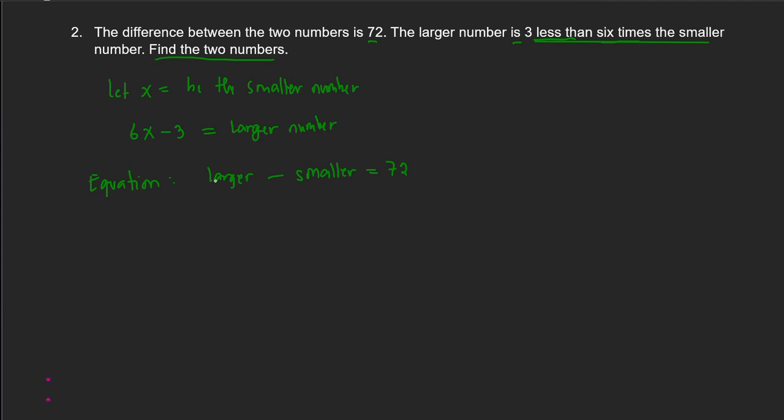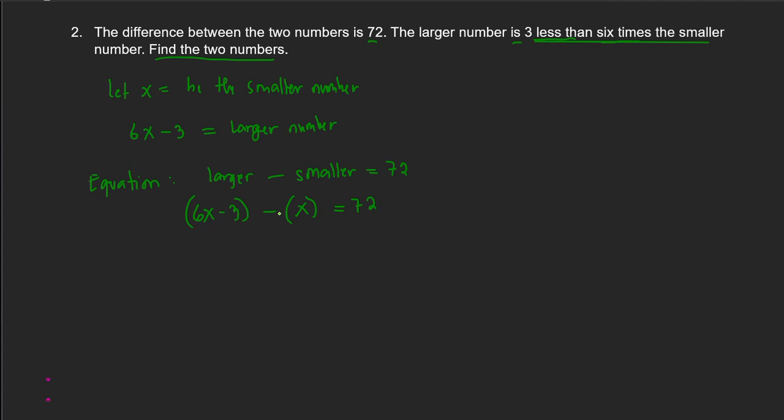Now, let's try to substitute ano yung mga value ng larger number natin at saka yung smaller number. So, yung larger number natin will be 6x minus 3 minus yung smaller number natin that will be x is equal to 72.